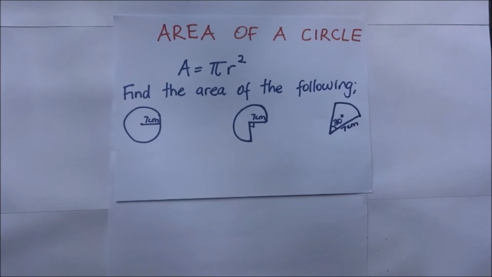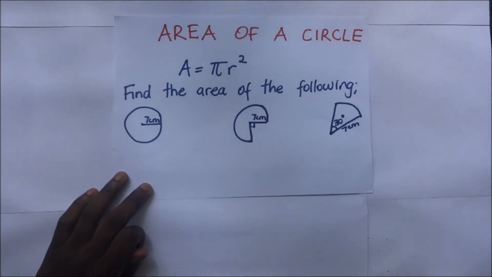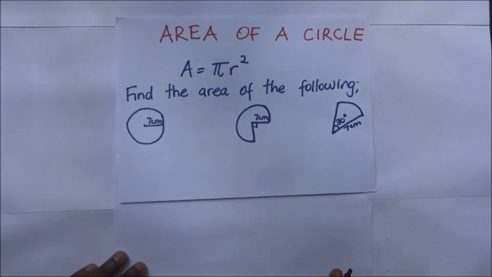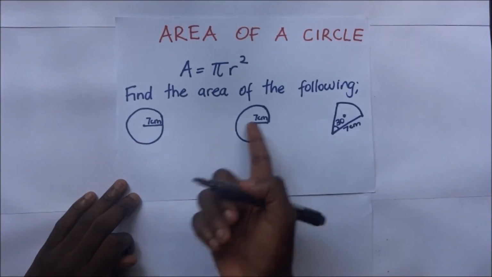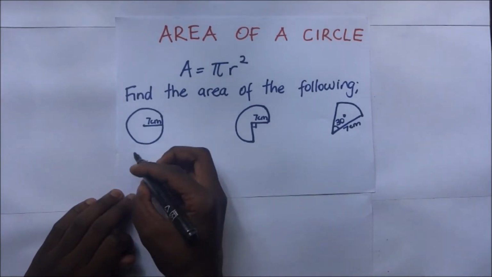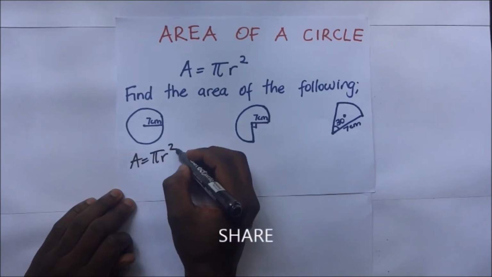Area of a circle. Now the formula for area of a circle is pi r squared, as simple as that. And let's look at some of these examples here. We have a full circle here and we are required to find the area. The area of this circle, this being a full circle, area is going to be pi r squared.